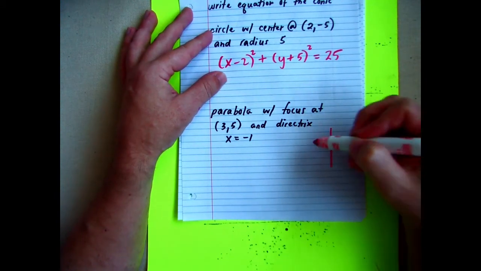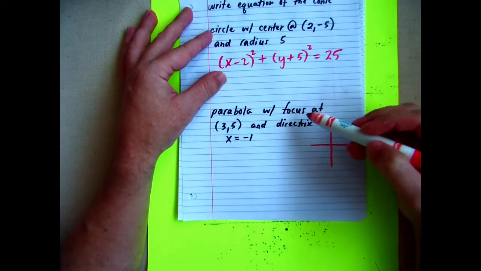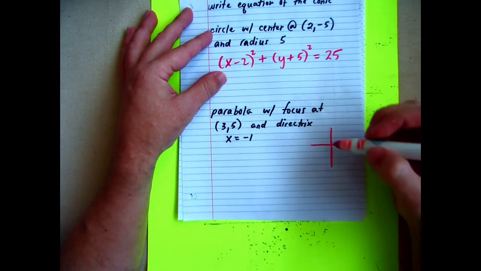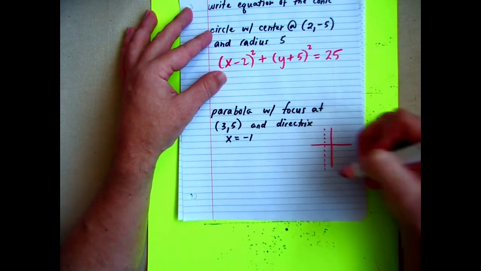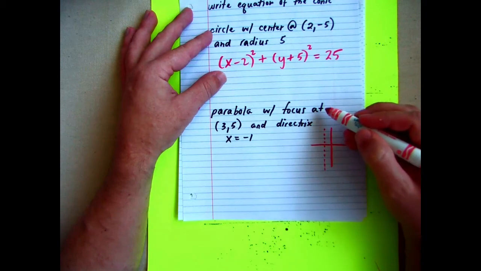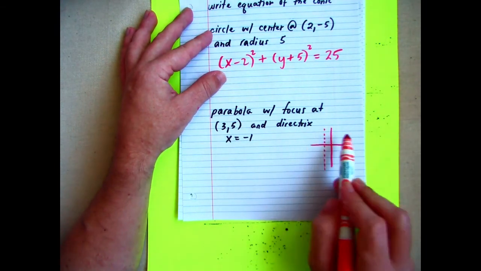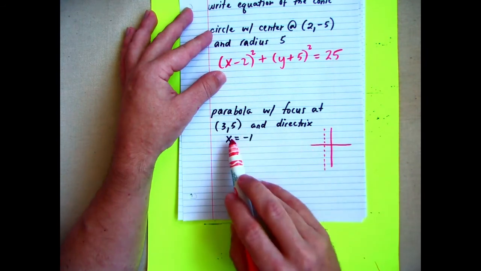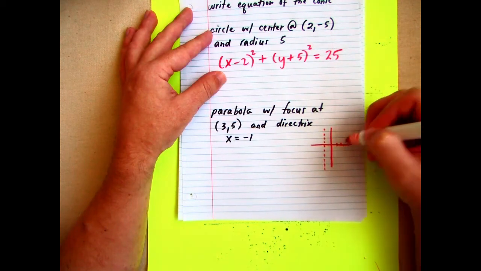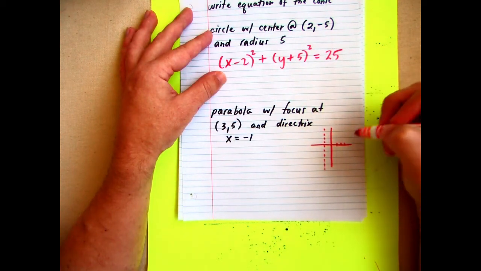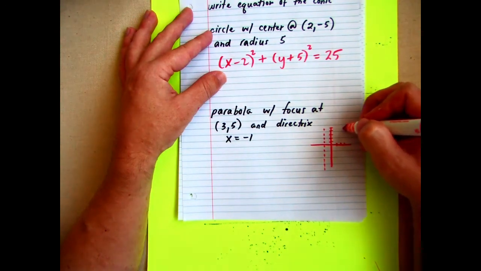Again, circle is probably the easiest conic to work with. Okay, here I want the equation of a parabola with focus at (3, 5) and directrix at x equals -1. So to really see what's going on here, let's sketch in what we know. So here's my directrix, a vertical line through x equals -1. And here is my focus at (3, 5).